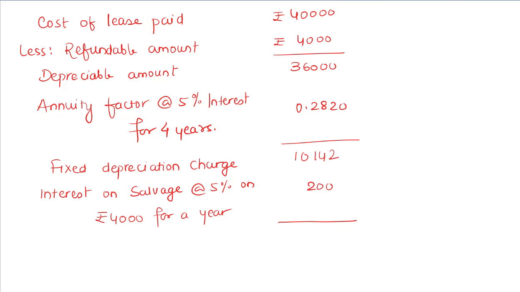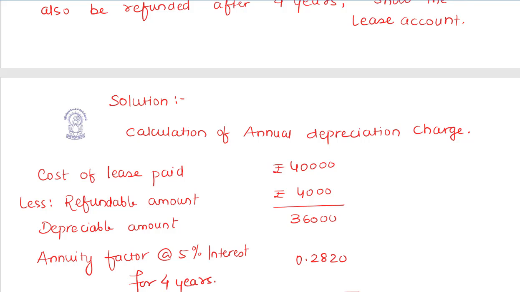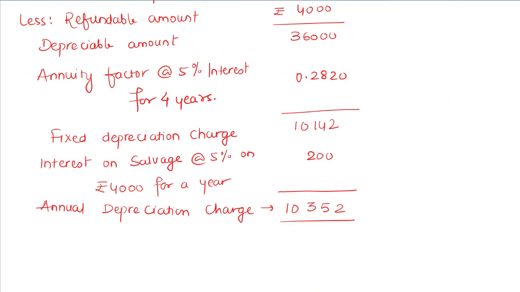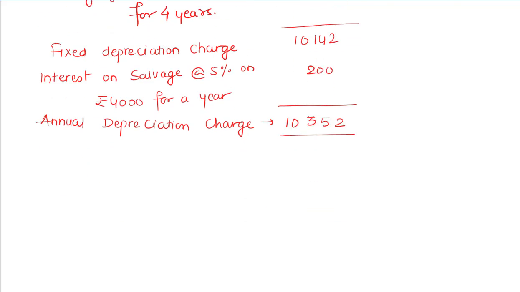So 10,142 plus interest, which needs to be added, comes to 10,352. This is the annual depreciation charge, 10,352. I believe you understood. Because we have calculated the annual depreciation charge, we can make the lease account now.